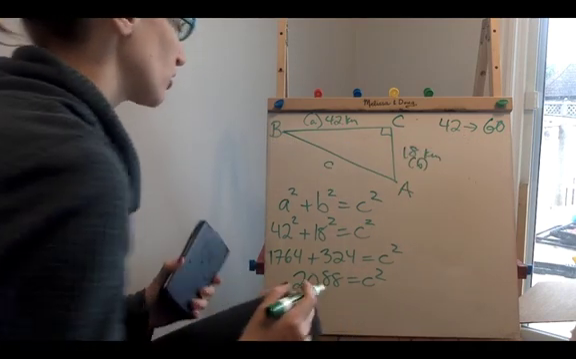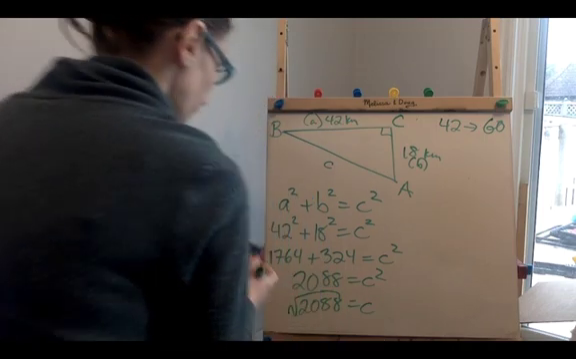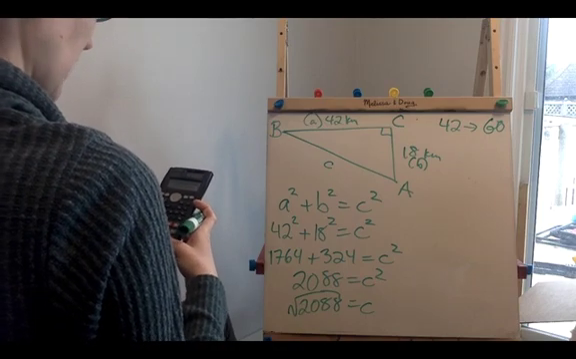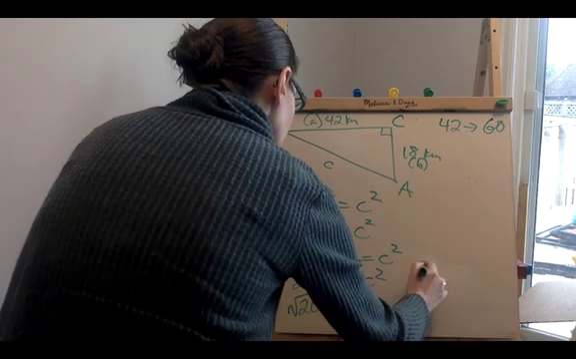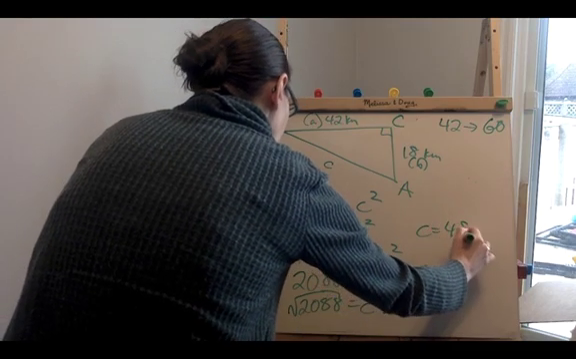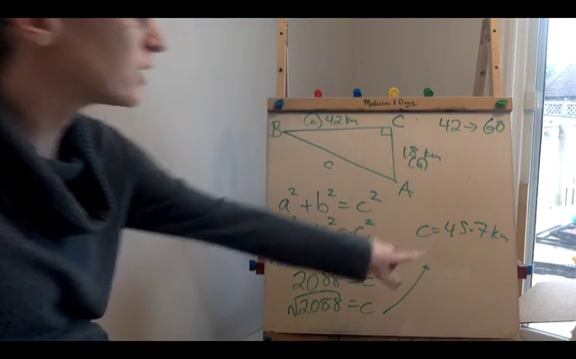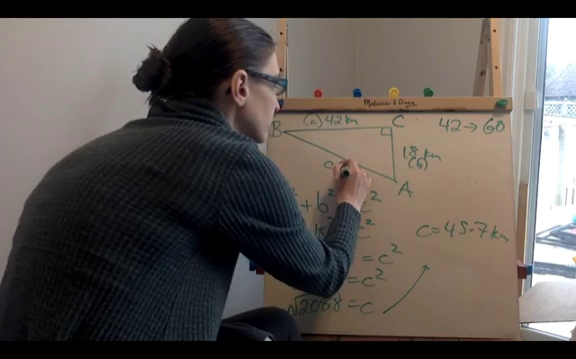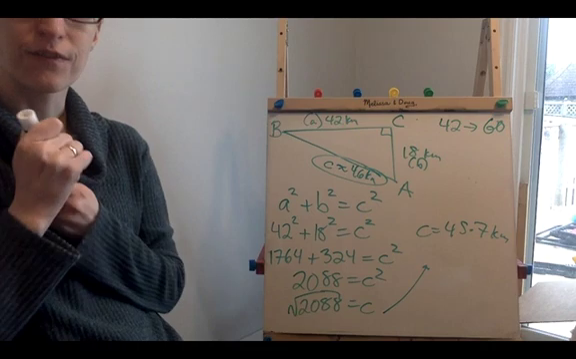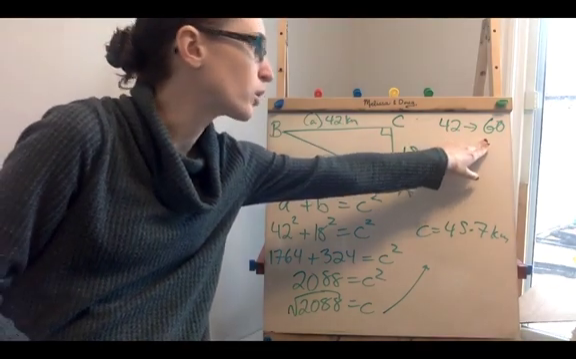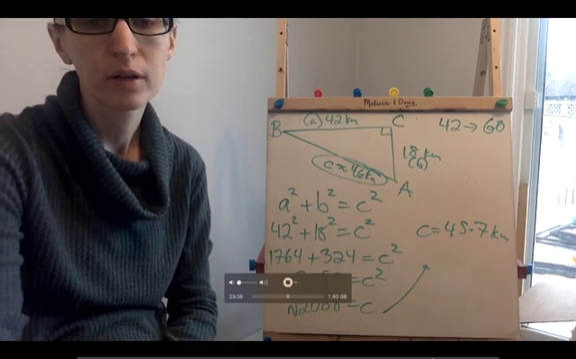So the last thing we do is square root, and the square root of 2088 is equal to 45.7. So 45.7 kilometers, but I think the question asked for the nearest kilometer, so since that's a 0.7, this whole thing would round up to 46 kilometers. There we go, and it fits with our estimate of somewhere between 42 and 60.